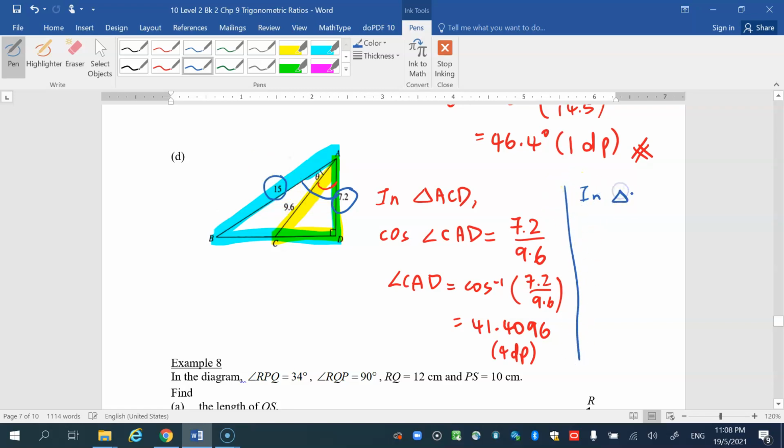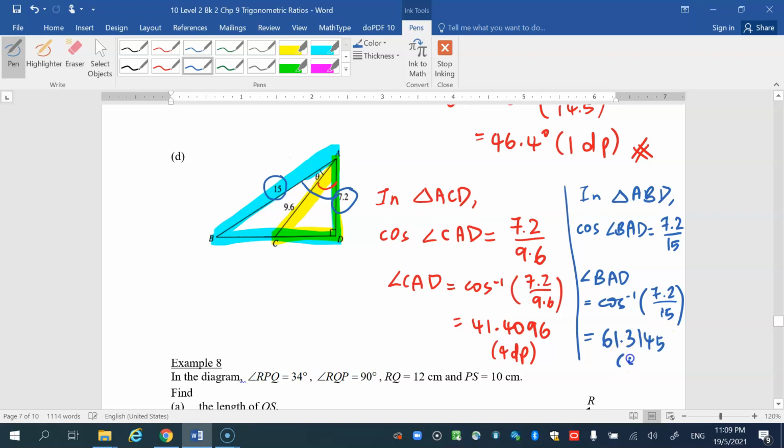For triangle BAD, or I shall call it ABD, once again, if I use cosine angle BAD, adjacent side is 7.2, hypotenuse of the bigger triangle is 15. Okay, so I find my angle BAD by taking cosine inverse of 7.2 over 15. Choose the correct hypotenuse for the correct triangle. Then you press calculator, cosine inverse 7.2 divided by 15, you will get 61.31459 and so on. Once again, let me give it to more than 1 dp because this is still my working step. So 61.3145. Okay, I truncate for dp.